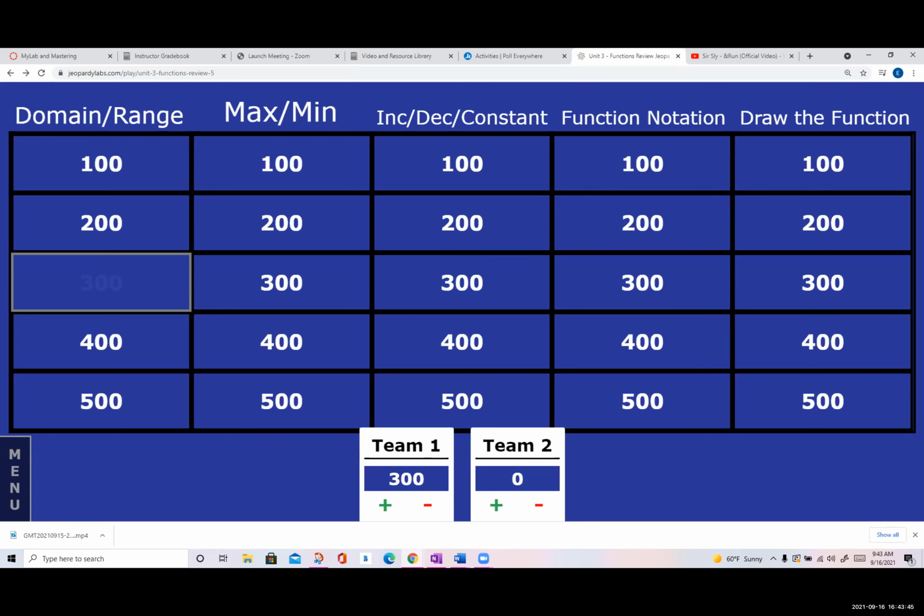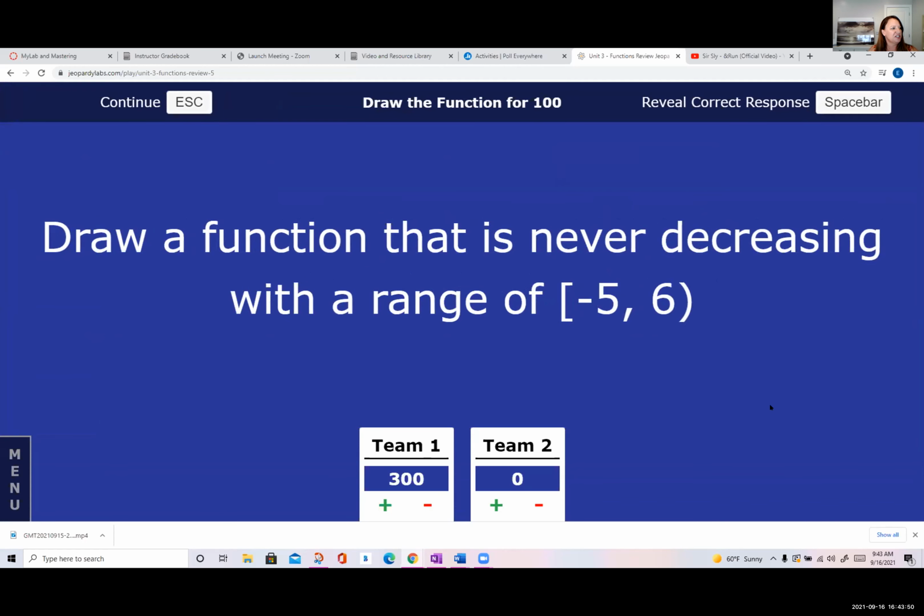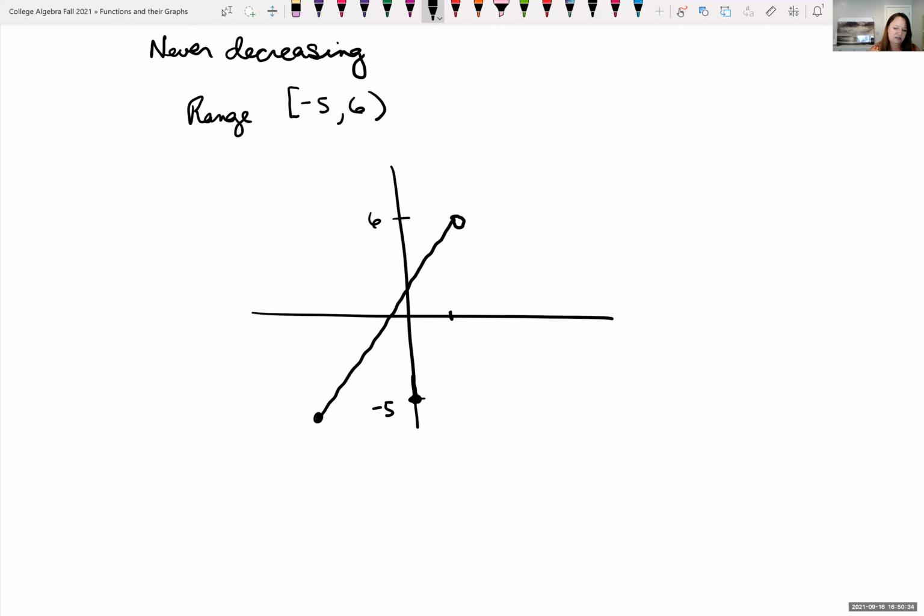Draw the function 100. Okay, so draw a function that is never decreasing with a range of -5, including -5, to 6, but not including 6. This has gotten some good discussion. One of the things was, what about a U? But looking at it, a U wouldn't work because it is decreasing here.